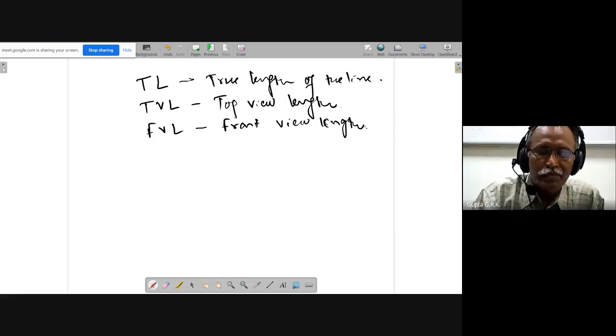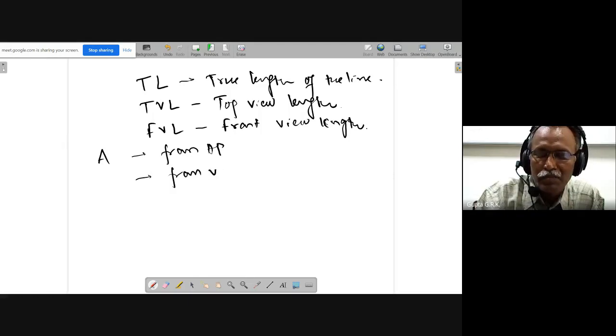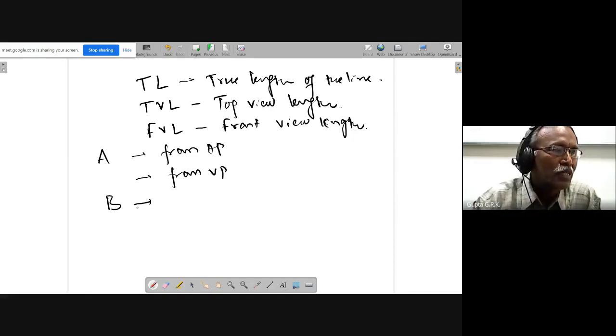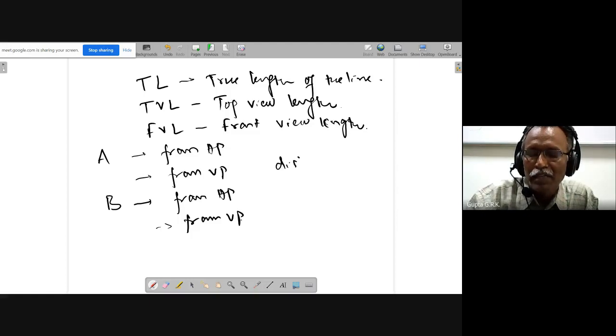Okay. Then the other data we have: A from HP and A from VP, and the other end B, so I am just taking AB as the line. It can be PQ, MN, or anything, right? So B from HP and B from VP, and there can be another variable called the distance between projectors.